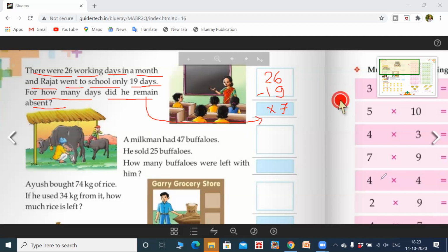Okay. Yes, sir. Next, a milkman had 47 buffaloes. He sold 25 buffaloes. So 47 minus 25. 7 minus 5, that is 2. 4 minus 2, that is 2. So how many buffaloes are left? Left buffaloes are 22.